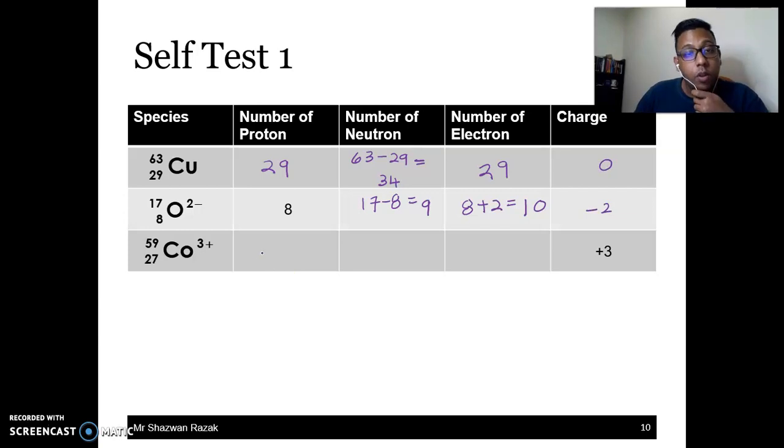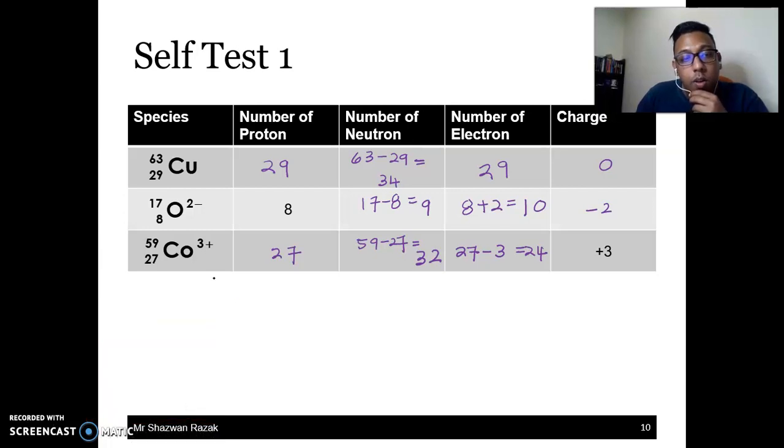For this one, cobalt, proton number is 27. Neutron, the number of neutrons is 59 minus 27. This is equal to 32. And number of electron is 27 minus 3 because we have extra. So it will become 24. So, remember. Okay.